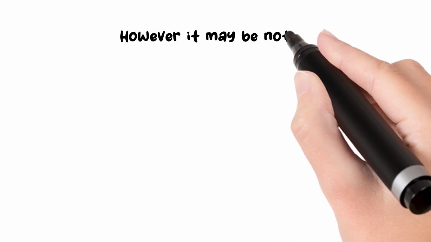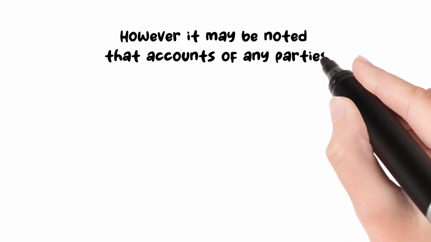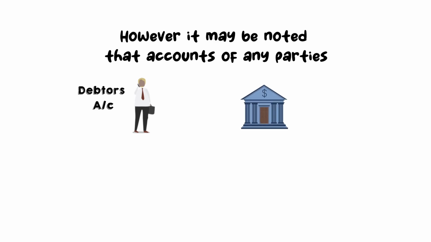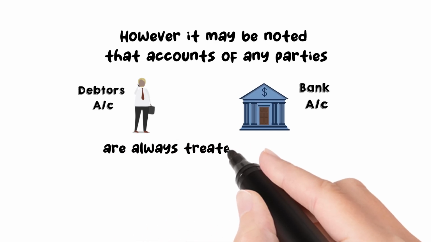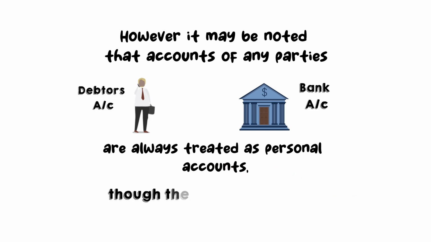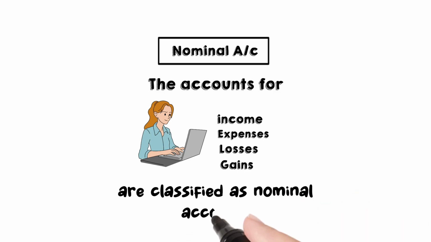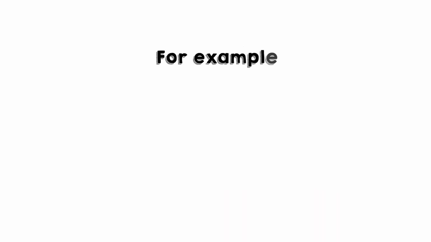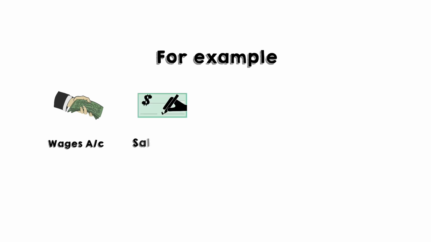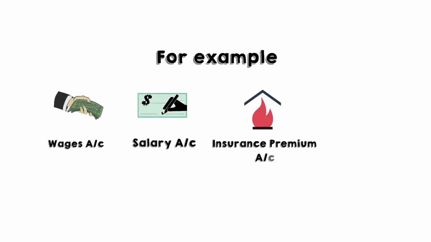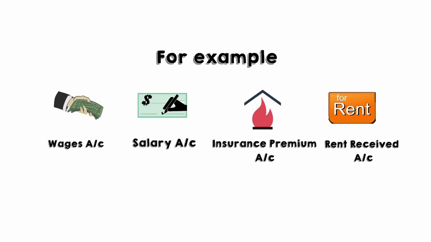However, it may be noted that accounts of any parties, like debtors account, bank account, are always treated as personal accounts, though they may be assets. Nominal accounts. The accounts for recording income, expenses, losses, and gains are classified as nominal accounts. For example, wages account, salaries account, insurance premium account, rent received account, etc.